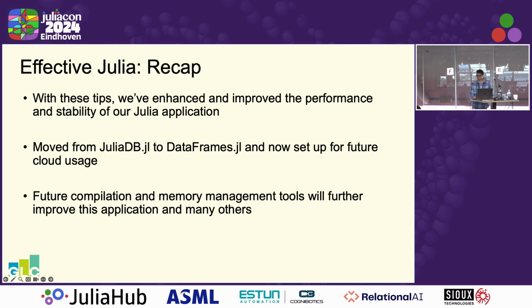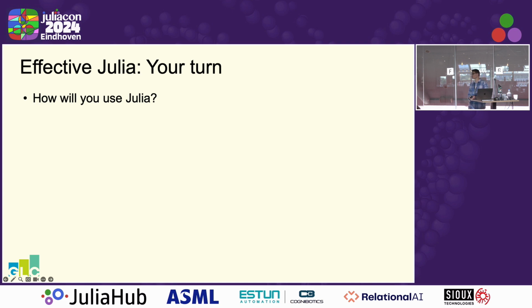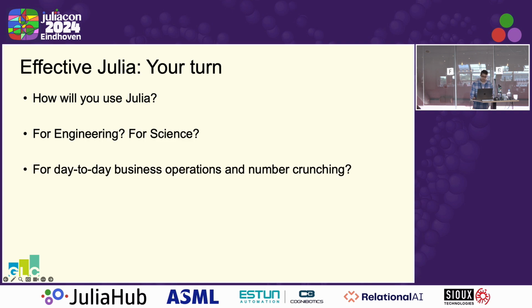But now it's your guys' turn. How will you use Julia? Will it be for engineering or for some science? Is there an application that makes sense for you? Are there day-to-day business operations and number crunching that you can do better in Julia? Is there a greenfield project that you've been wanting to do, but you can't find the right application or architecture? Or maybe there's some data science that you've wanted to do and you're kind of tired of Python, or you think there's probably a better way, probably more performance I can eke out.